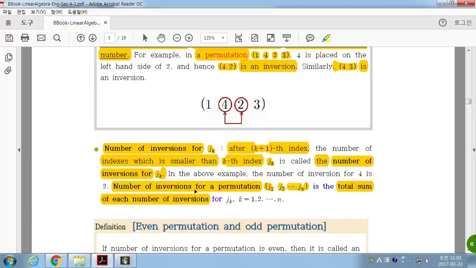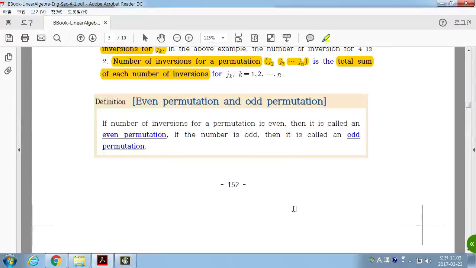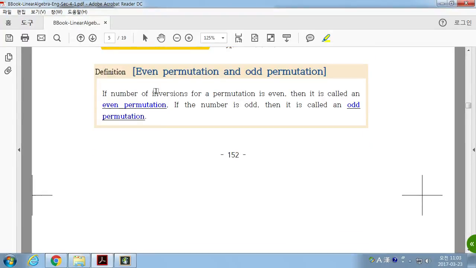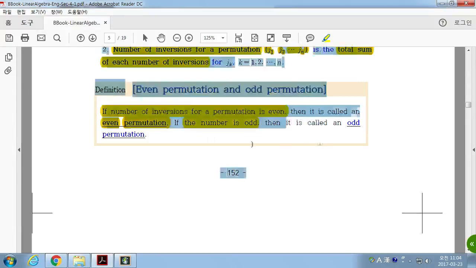Okay? So the number of inversions for a permutation is the addition of the inversion number for each of these J1 through Jn. Okay, next. If the number of inversions for a permutation is even, since it's a number, it can be even or odd. So if the total number of inversions for a permutation is even, then we call it an even permutation. If the number is odd, then we call that permutation an odd permutation.